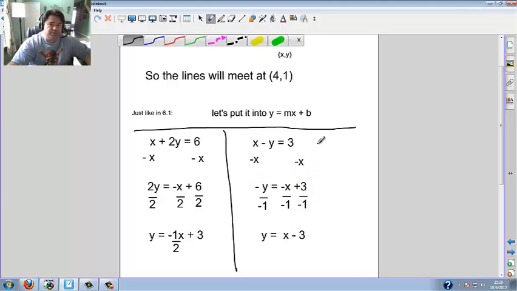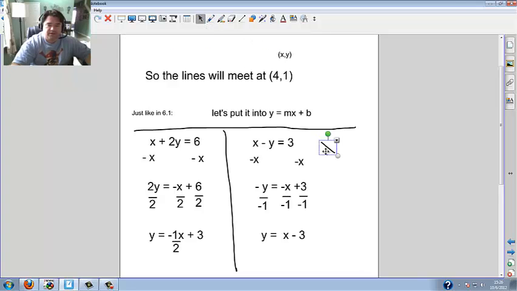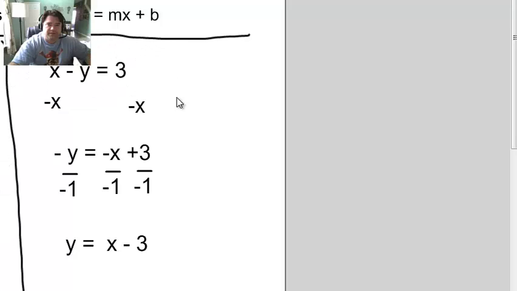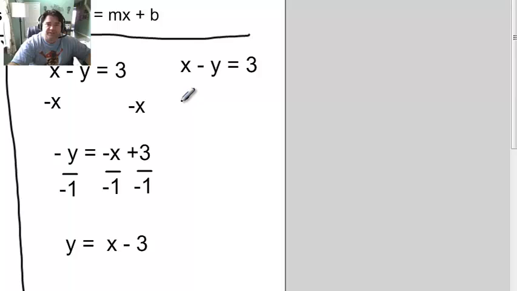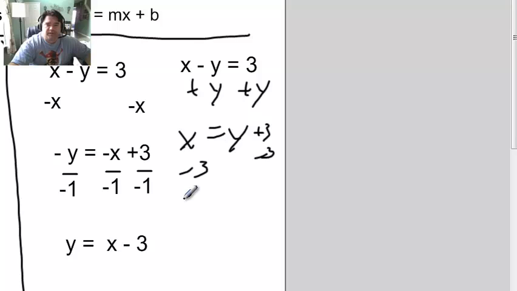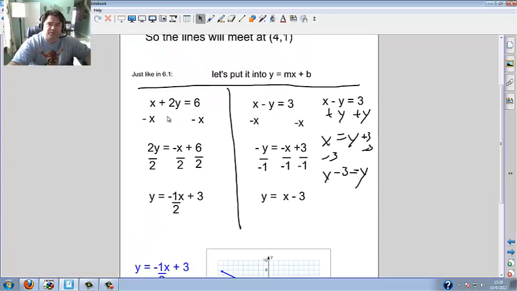The other way to do it, you could have done it like this. In fact, let me make my life easy here. I'll just quickly clone a copy. I could have just done this instead. I could have added y to both sides. And I could have got x equals y plus 3. And then instead of plus 3, minus 3. And x minus 3 equals y. Means the same thing. So no matter how you want to do it, that's certainly up to you.